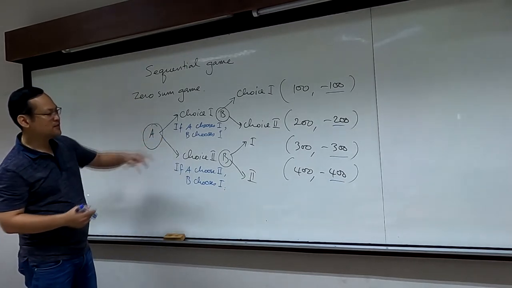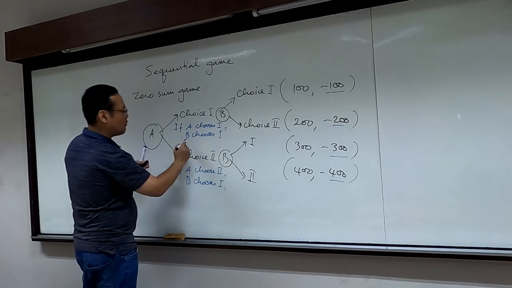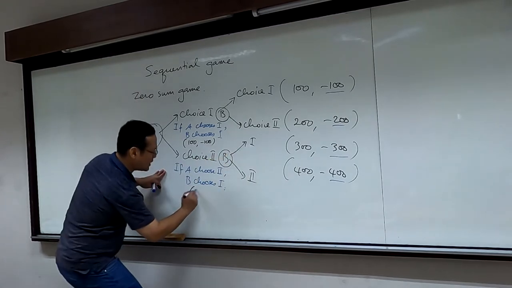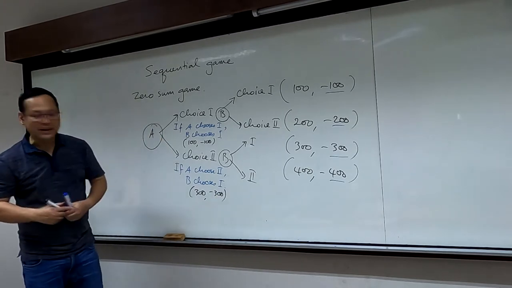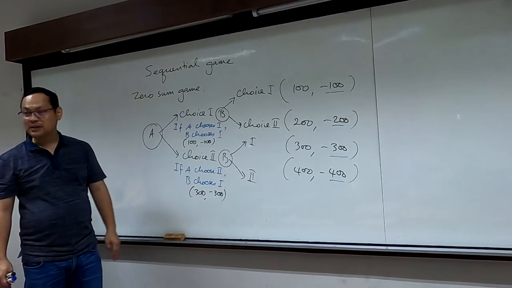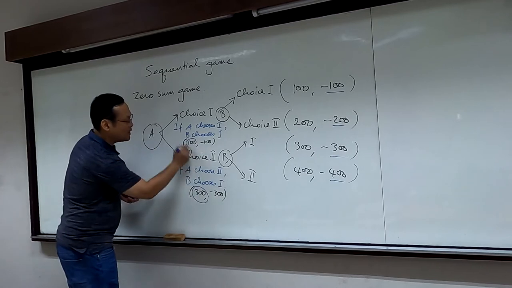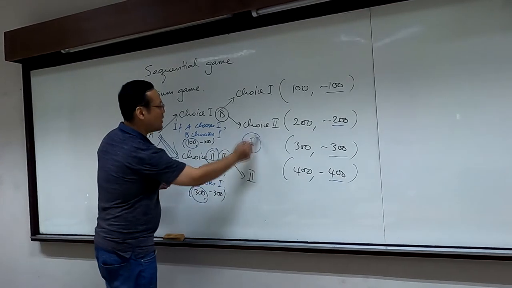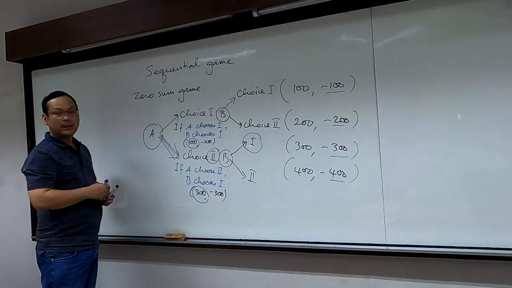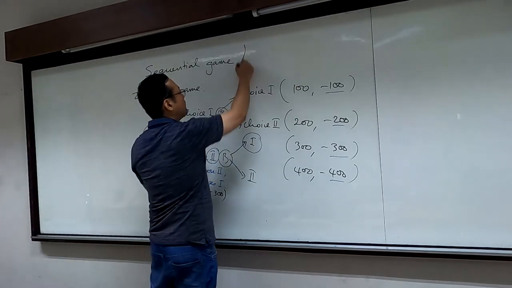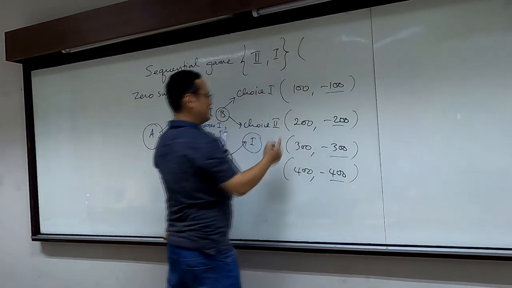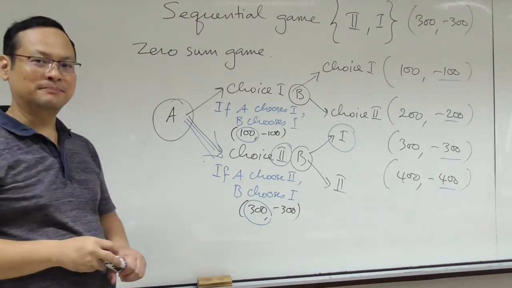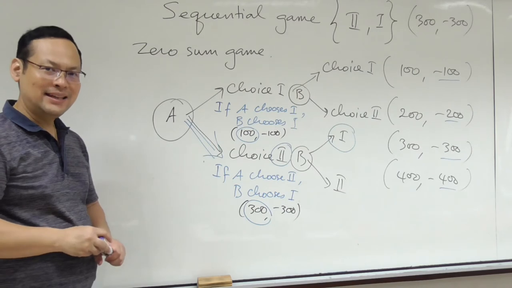Now, think of the payoffs here. If A chooses 1 and B chooses 1, A will get 100, B will lose 100, and here, if A chooses 2 and B chooses 1, A will get 300 and B will get minus 300, or lose 300. So, which one is better for A? Sure, 300 and 100. 300 is better, therefore A will choose number 2 and B will choose number 1, and here is the solution of the game. So the game will end up at the equilibrium of 2 and 1 and the payoffs of 300 and minus 300. Here is the solution of the zero-sum game. So, let's see the next example.